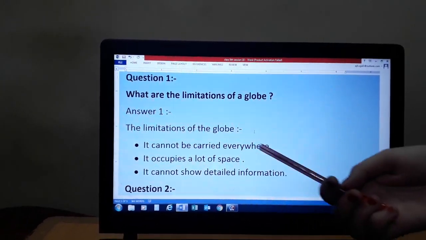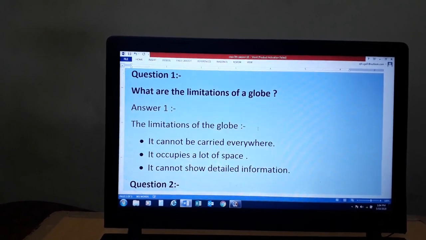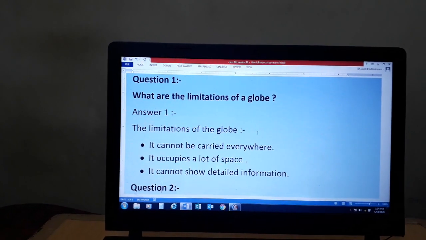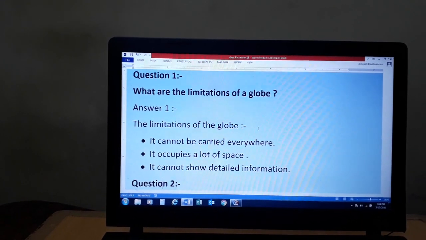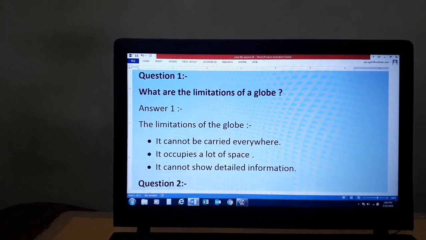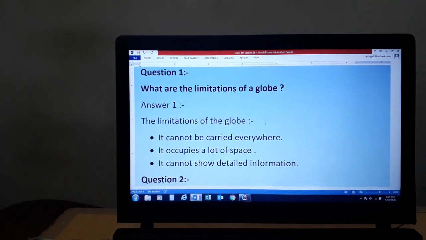It cannot show the detailed information. Students, can it show you the states of India, the regions of India? No, so it cannot give us the detailed information. The globe only gives us the broad, the wider information.